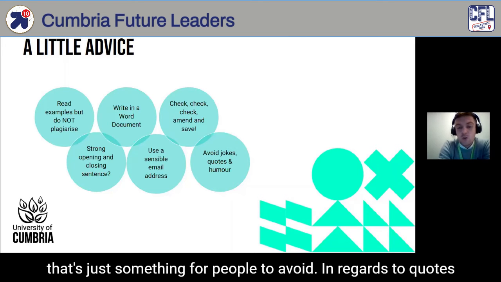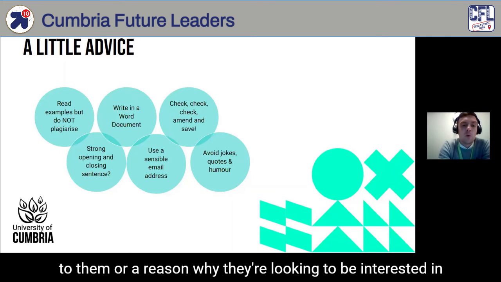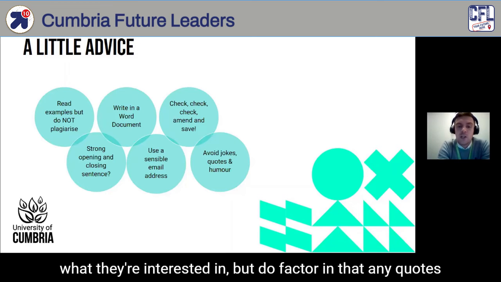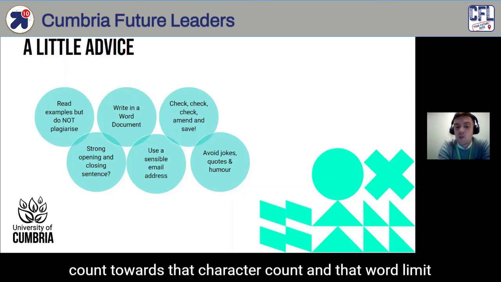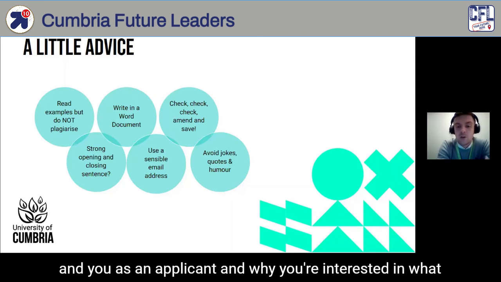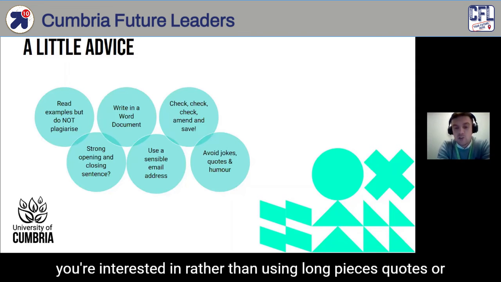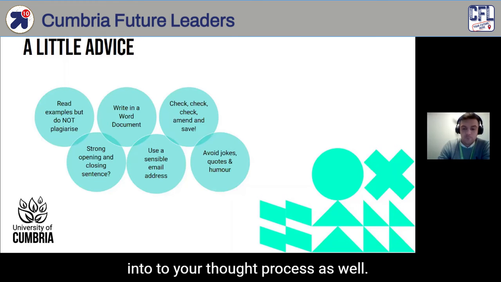In regards to quotes, some people want to highlight a particular quote that's motivational to them, or a reason why they're interested in what they're interested in, but do factor in that any quotes that you use or refer to will obviously count towards that character count and that word limit. So really you want to be keeping it focused on you as an applicant and why you're interested in what you're interested in, rather than using long quotes and pieces of text that will take up that space. So do just factor that into your thought process as well.